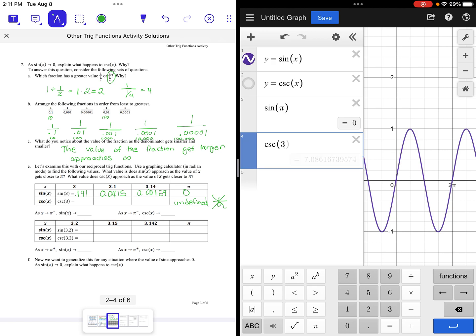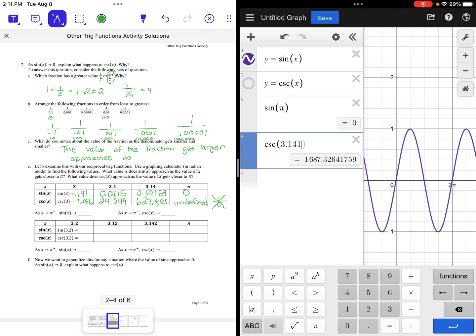So let's go through, and if I put in cosecant of 3, okay, well that's 7.086, okay, 3.1, I get a little closer to pi. Now my number's getting a little bigger, 24.9, okay, and if I got even closer, so I put in that 3.14, I'm now all the way up at 627.883. And if I got even closer, you should notice that my decimal is getting larger the closer I am, or this value, the output's getting larger the closer I'm getting to pi.